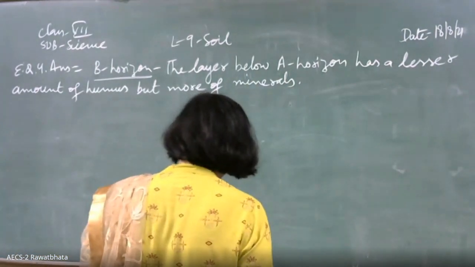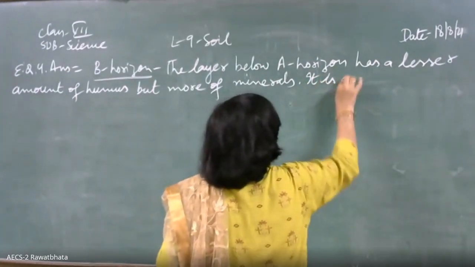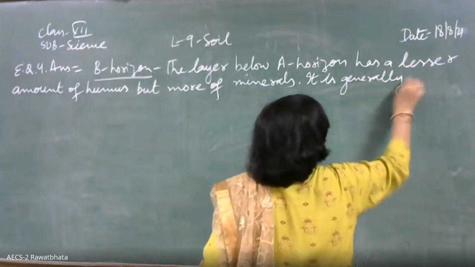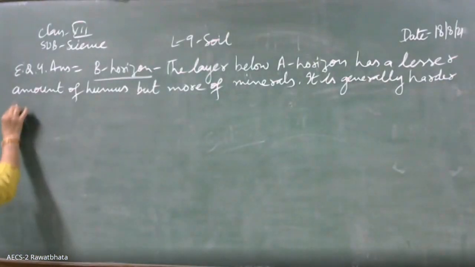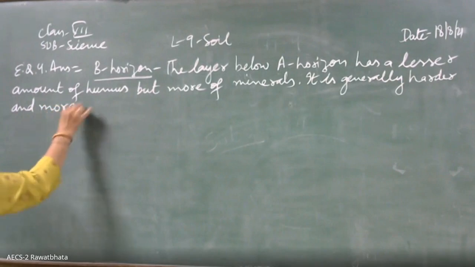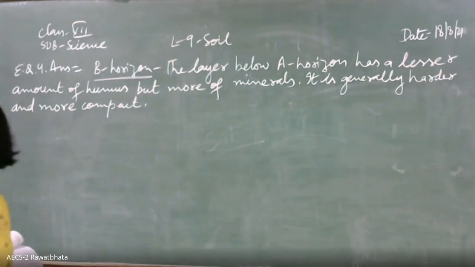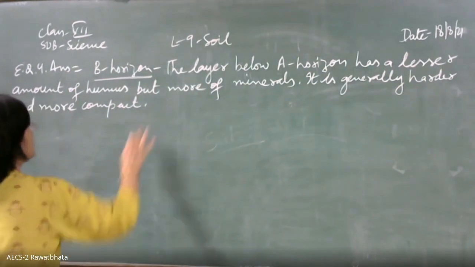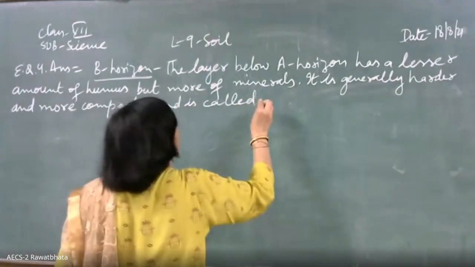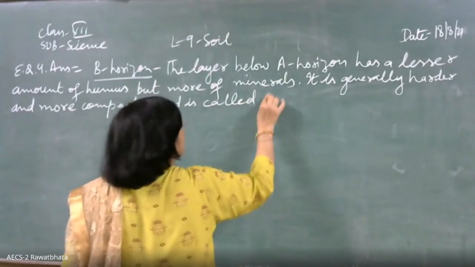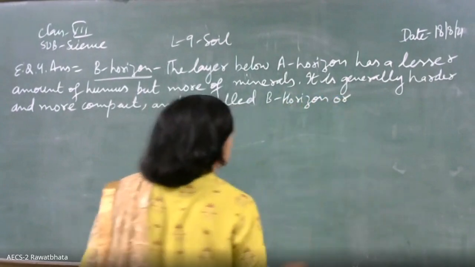It is generally harder and more compact. And it is called B horizon, or the middle layer.